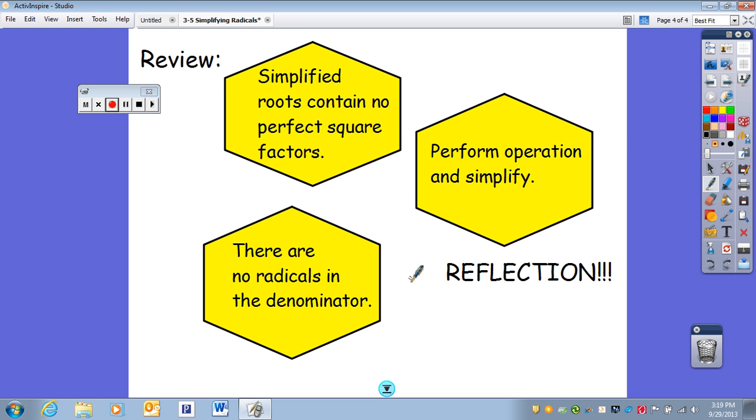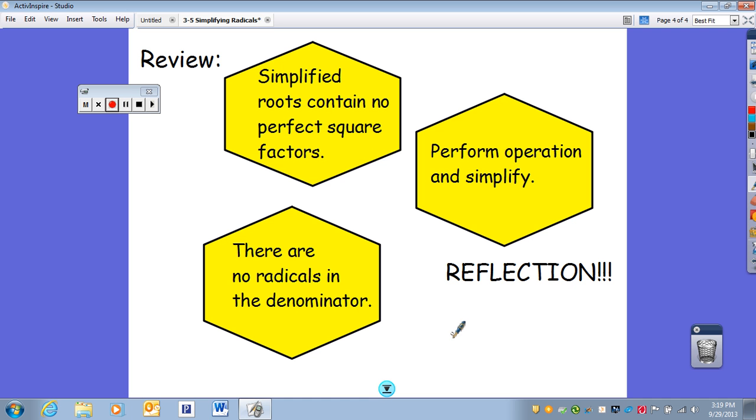So let's review. We want to make sure that when we are simplifying roots, they contain no perfect square factors. We want to perform the operations and then simplify, and please be sure that there are no radicals in the denominator.